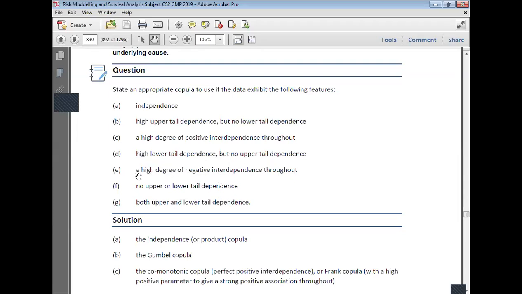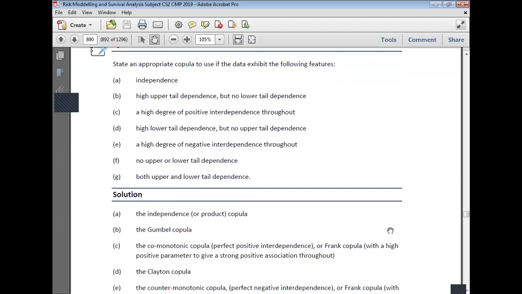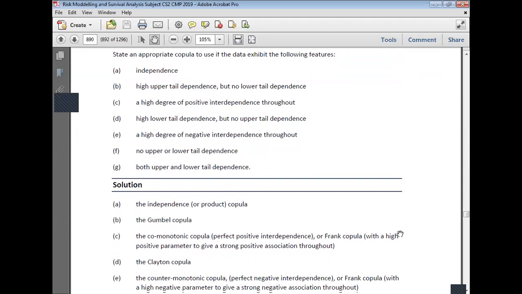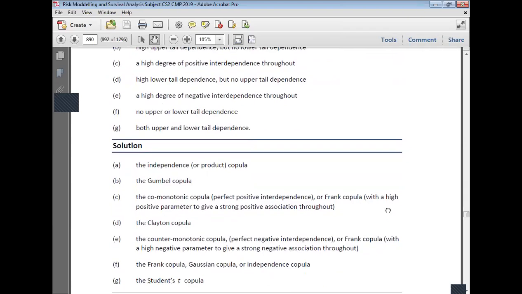And now I guess we are having a look at this, right? A high degree of negative interdependence throughout. So when we're saying a high degree of negative, I would say countermonotonic goes the best, but they have also mentioned Frank. But again, that depends on the parameter that you have. So I guess that's it.